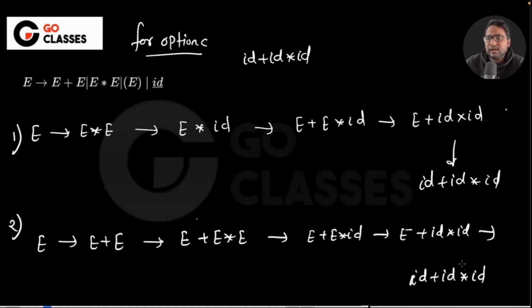So yes, this is an ambiguous grammar, isn't it? Because there are multiple derivations possible for the same string. That's why this is an ambiguous grammar. But anyway, can you tell me the handle? I think in this grammar also there is a unique handle. What is the handle here? ID, right? The first ID.